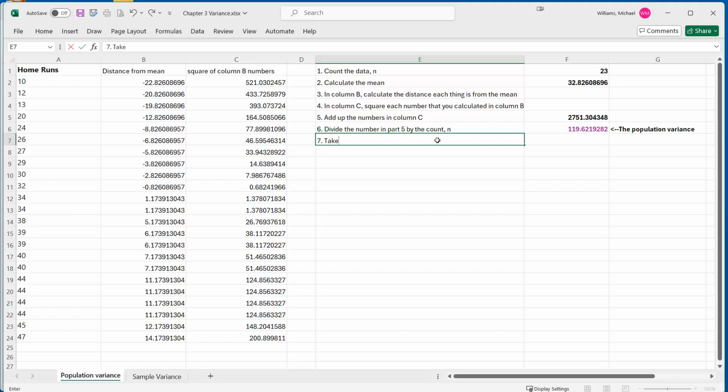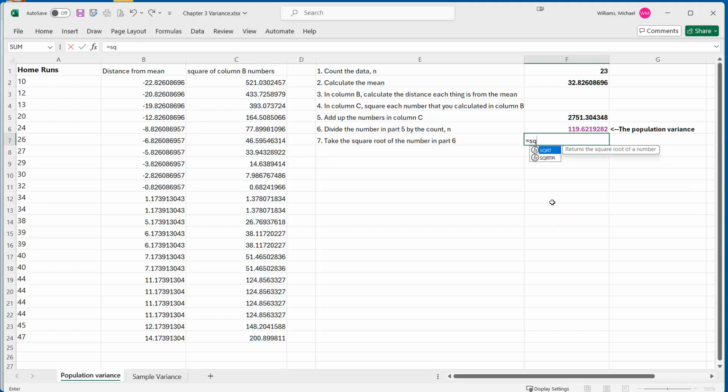Take the square root of the number in part 6. See, we squared them here. If we take the square root, we're canceling that out. So how do we do that? There's a function in Excel to take a square root. It's called SQRT. Oops. Click here.